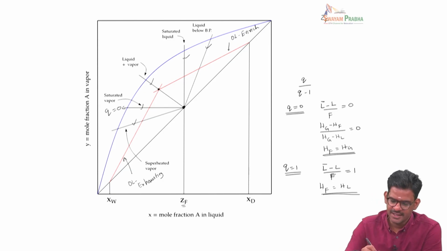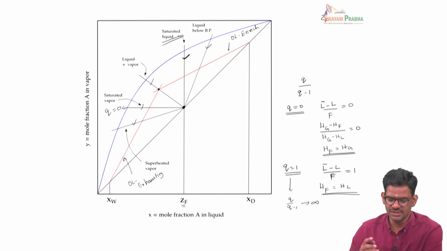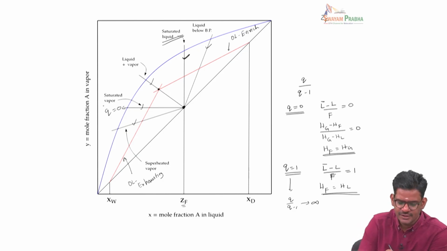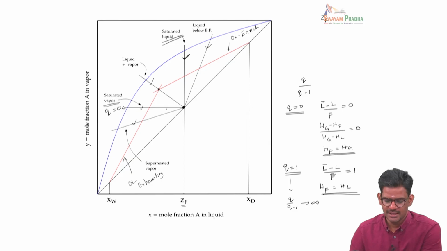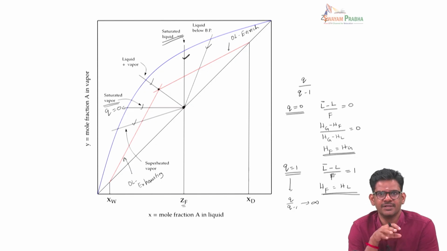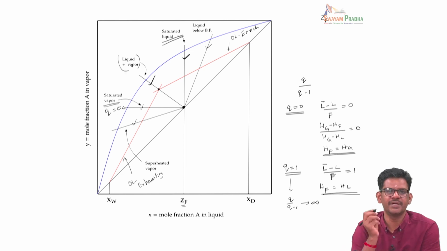liquid, saturated liquid, and that corresponds to this vertical line, because here for q equal to 1, the slope q by (q minus 1) will be infinity. So the slope of this vertical line is infinity, so this corresponds to saturated liquid. So these are possible physical states for the feed. If you have a saturated vapor, the q line is horizontal, and if it is a saturated liquid, it is a vertical. If you have a two-phase mixture of both liquid and vapor, then q will be anything between 0 to 1. Then you may have a combination of liquid plus vapor, and that corresponds to this line.